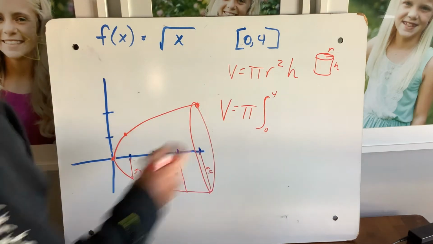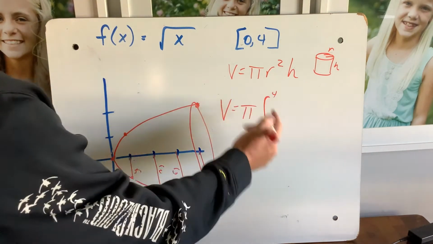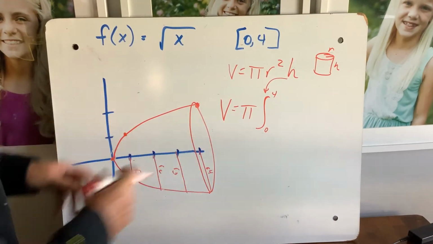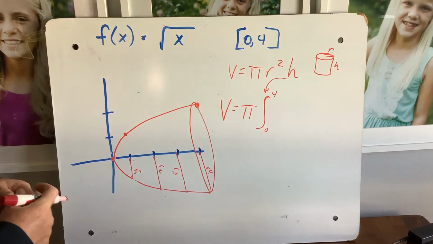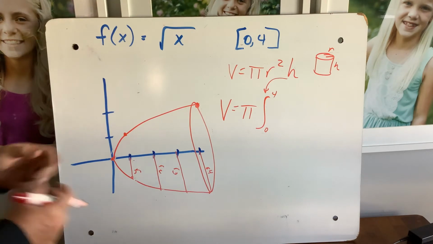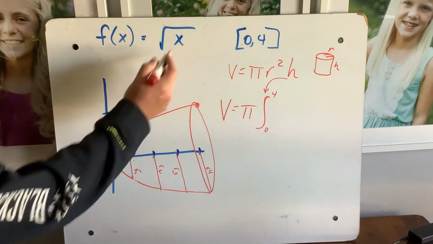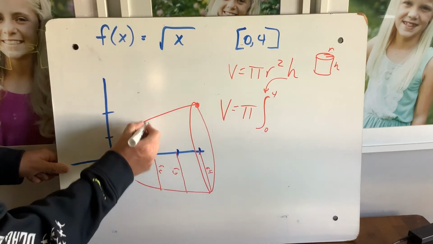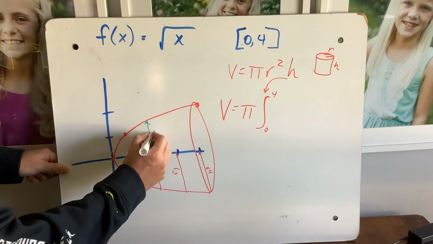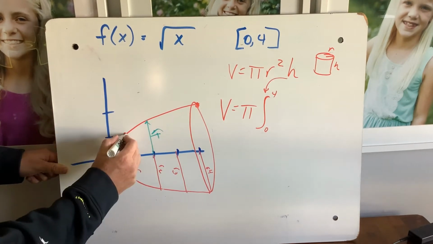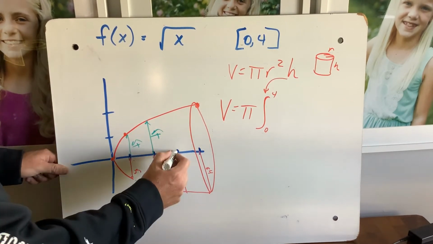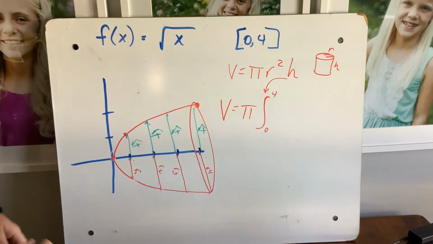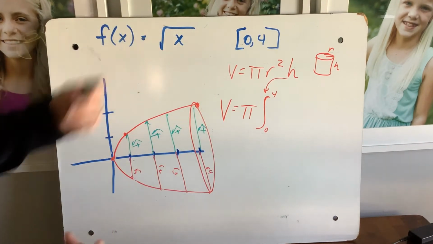So we have the pi because it's circular. Actually the 0 to 4 represents kind of the height. That's how many discs you're going to set on top of each other to make this thing, or round objects. The radius is always changing. So if we look at the top half, the radius from here to here is the square root of whatever x is. The radius from here to here is the square root of whatever x is. And same thing there. So every radius is the square root of x in this case, because that's the function.